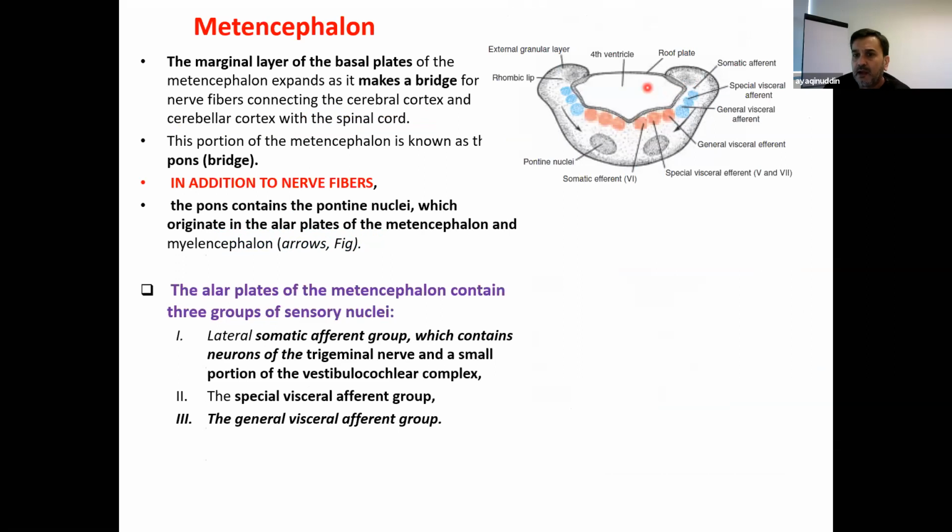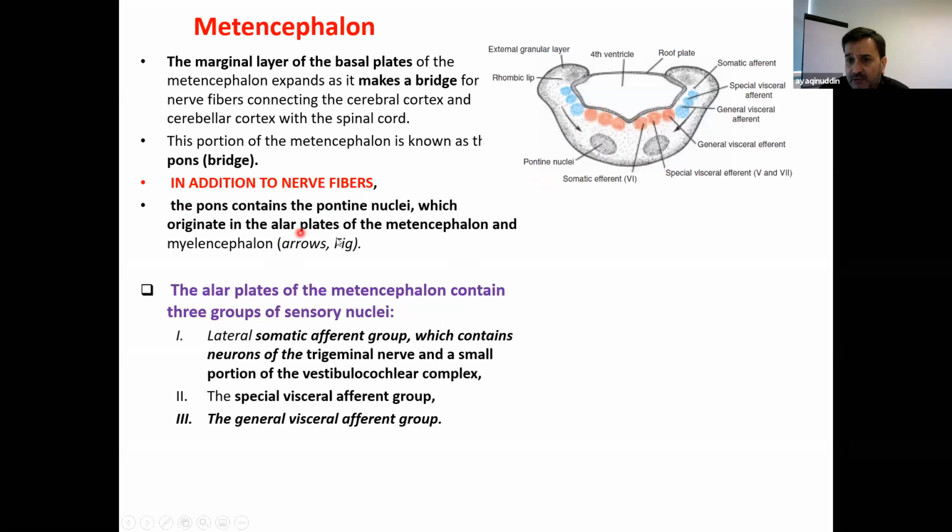In the case of the pons, there is something which is very special here. What you see is that you have the alar and basal plates, but the white matter is the marginal layer. So in the case of the metencephalon, the marginal layer expands and it forms the bundles of fibers which cross the ventral part of the pons and then go to the opposite cerebellar hemisphere, forming the bridge.